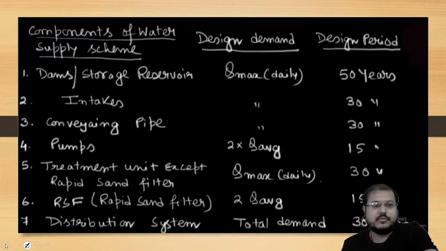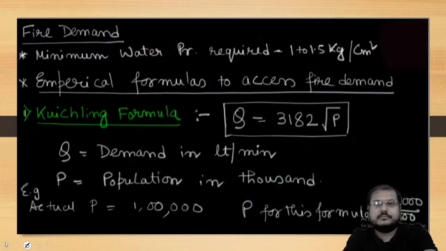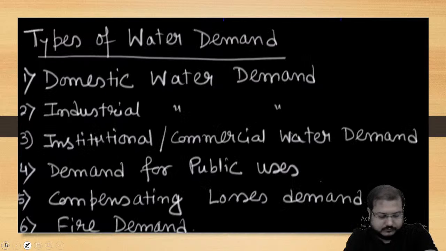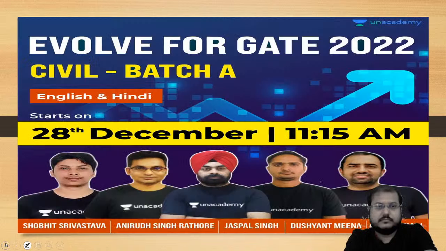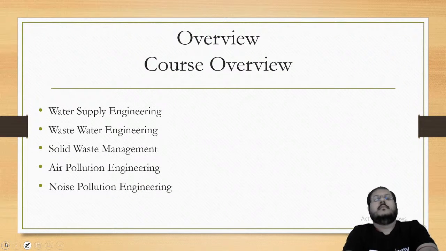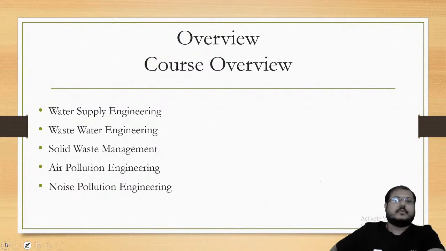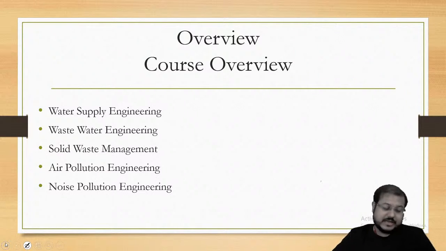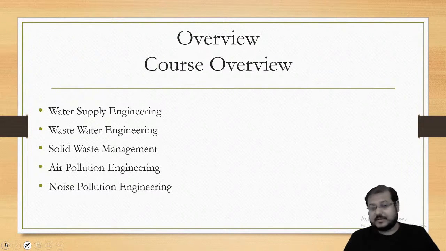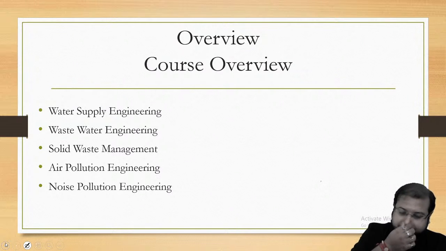So quickly have a look at what we have done till now. This is the course overview: water supply engineering, wastewater engineering, solid waste management, air pollution engineering, noise pollution engineering. The first two segments are the water part and the last three are the non-water part. Once again I am telling you, noise pollution engineering is not in your GATE examination syllabus from this year. I will cover it as a small part because of your PSU examinations. Don't get confused.